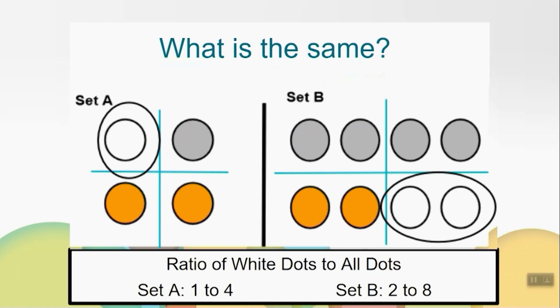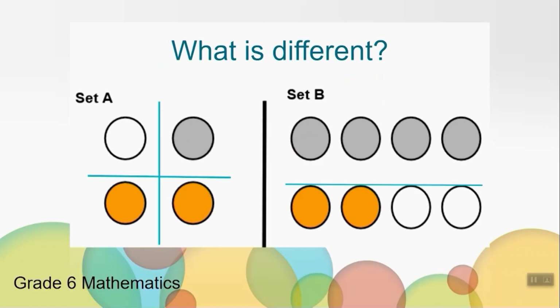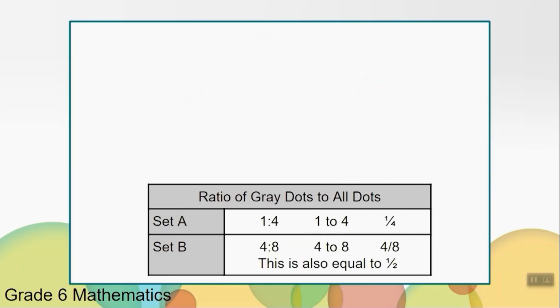Let's take a moment to discuss what's different. In set A, the ratio of gray dots to the total number of dots is 1 to 4. We can also represent this relationship as a fraction, which would be 1/4. In set B, the ratio of gray dots to the total number of dots is 4 to 8. We can also represent this as a fraction, 4/8 or 1/2.